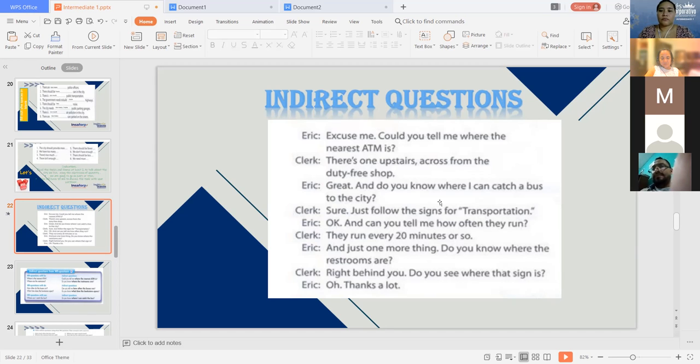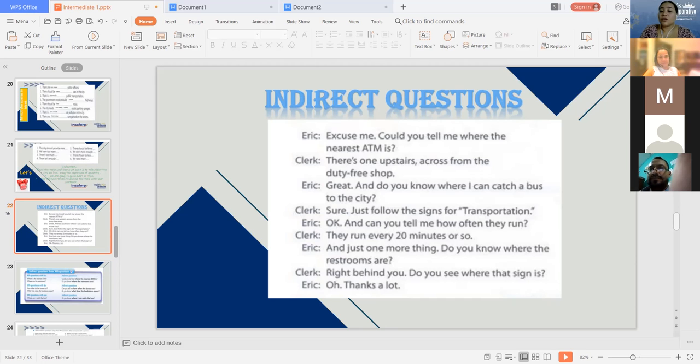Excuse me, could you tell me where the nearest ATM is? There's one upstairs, across from the duty-free shop. Great. And do you know where I can catch a bus to the city? Sure. Just follow the signs for transportation. Okay. And can you tell me how often they run? They run every 20 minutes or so. And just one more thing. Do you know where the restrooms are? Right behind you. Do you see where that sign is? Oh, thanks a lot.